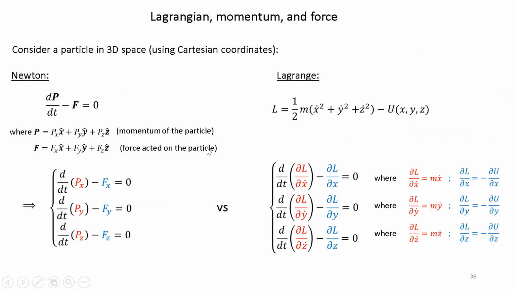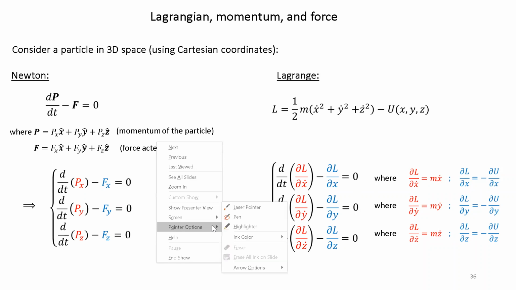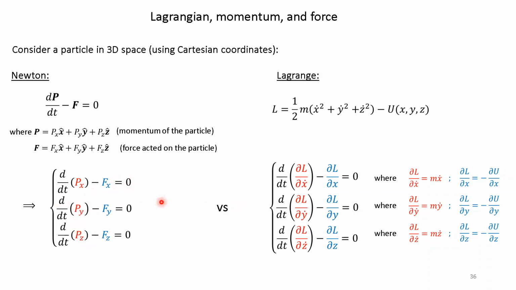So here, I am just writing down Newton's equations and the Lagrange equation. On the left-hand side, you have the rate of change of momentum equals force. If you break it down into the x, y, z components, that's what you have over here. On the other hand, you have this Lagrange equation, and I can break it down into x, y, z, giving these three equations over here.